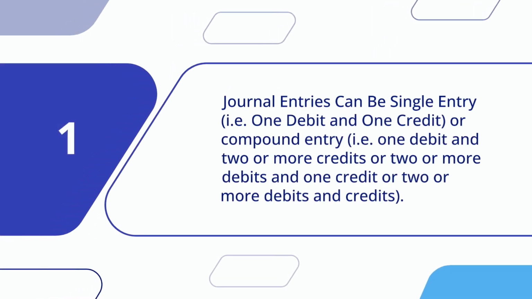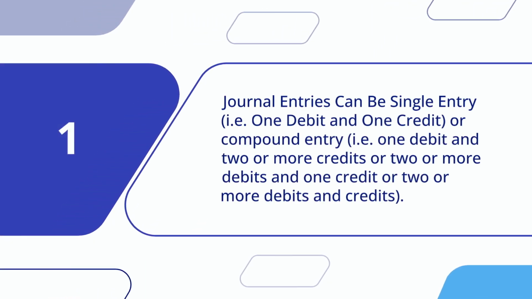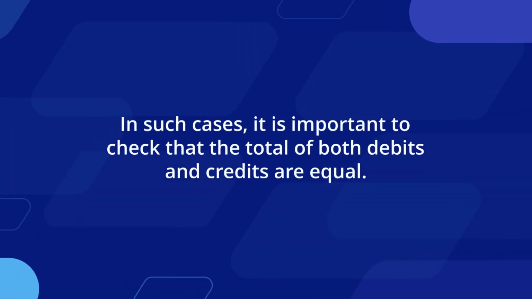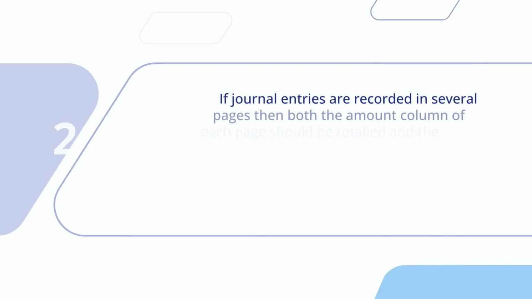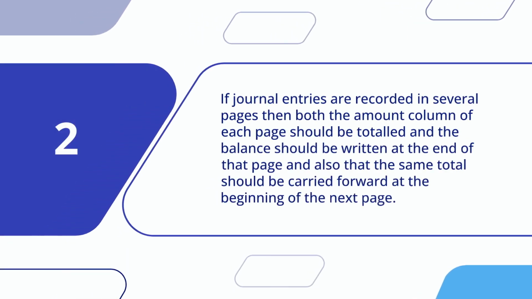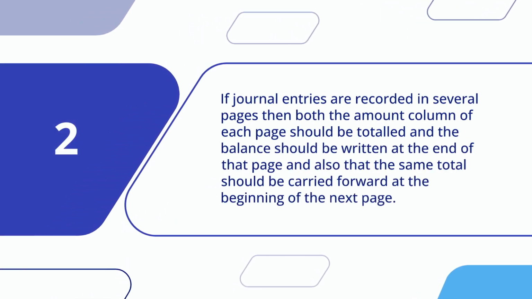Journal entries can be a single entry that is one debit and one credit, or a compound entry that is one debit and two or more credits, or two or more debits and one credit, or two or more debits and credits. In such cases, it is important to check that the total of both debits and credits are equal. If journal entries are recorded in several pages, then the amount column of each page should be totaled and the balance should be written at the end of that page, and the same total should be carried forward at the beginning of the next page.